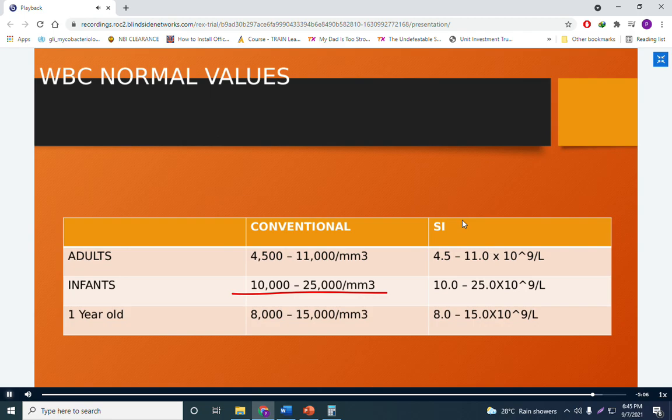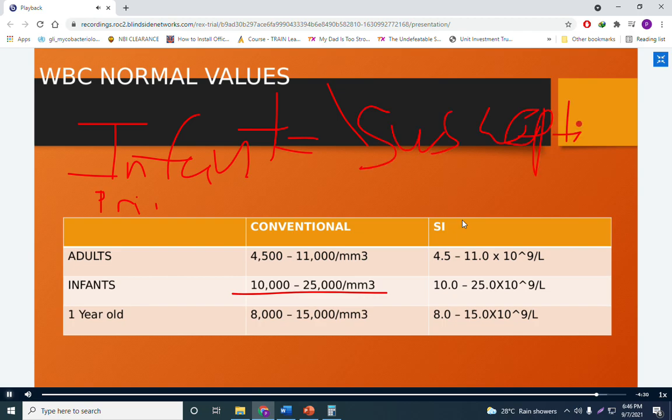Organs are still not fully developed, no? Okay, very good. So, classic class, sabi ni Ms. Taras, remember class, pag infant pa kayo, you're very susceptible kahit nasa loob kayo ng katawan or whether katulad nito 1-year-old kayo, you're very susceptible kasi yung mga primary defense system nyo are not yet developed. So you're very susceptible to infection. So sobrang taas ng WBC count nyo to compensate for that.